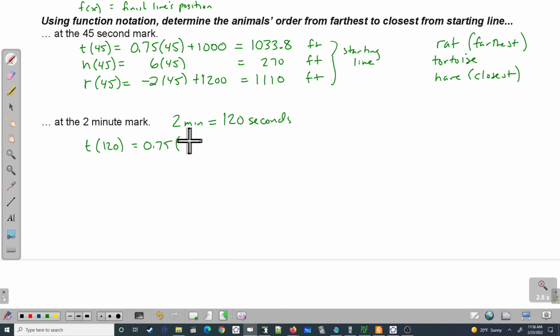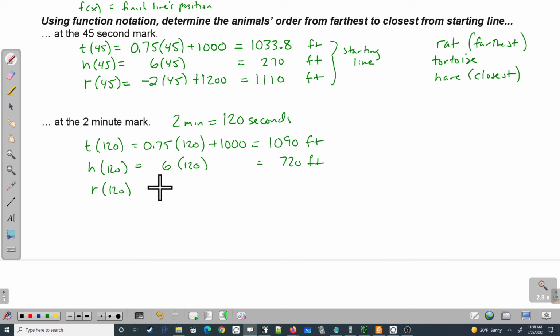So if I do this, and by the way, think of this when you're doing your project, and I ask you, please show me the work using function notation. This is exactly what I'm talking about. And you'll come up with 1,090 feet. If I do h of 120, which is 6 times 120, you'll come up with 720 feet. And if you do r of 120, negative 2 times 120 plus 1,200, you'll come up with 960 feet.